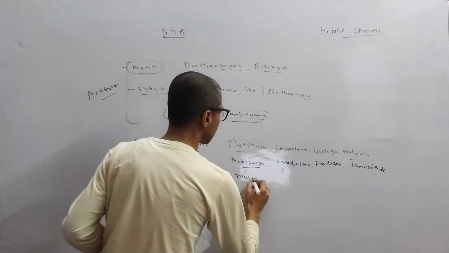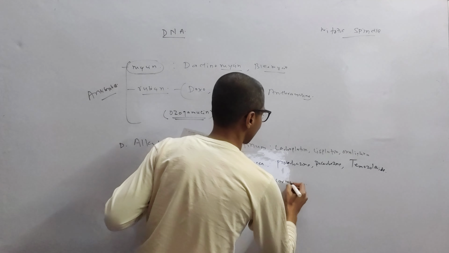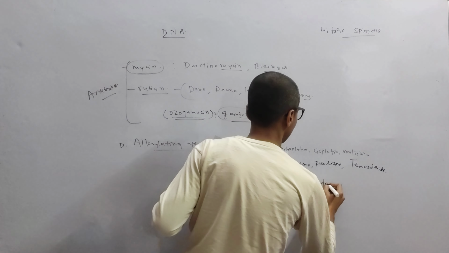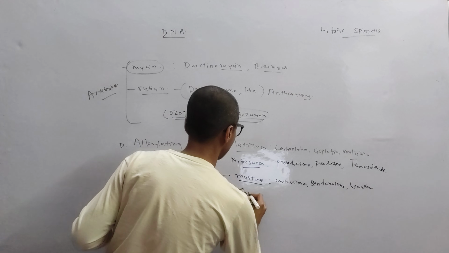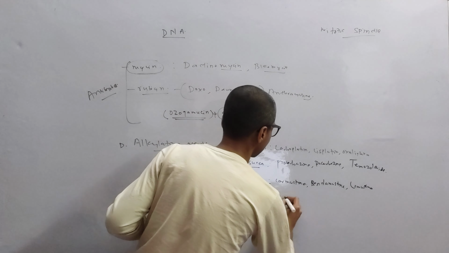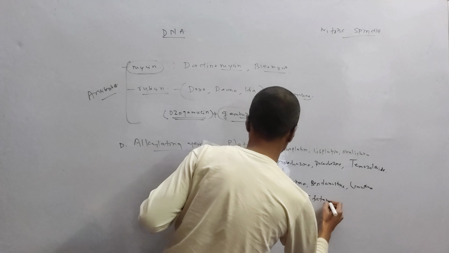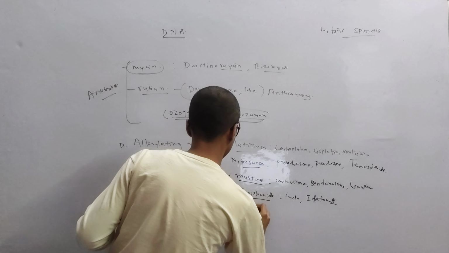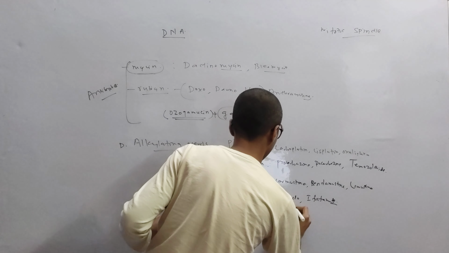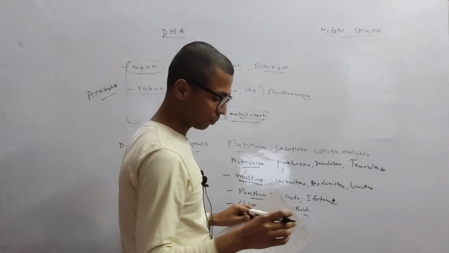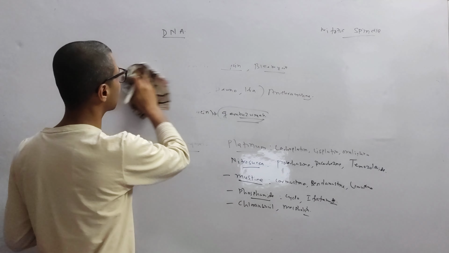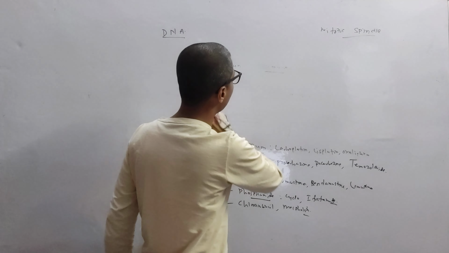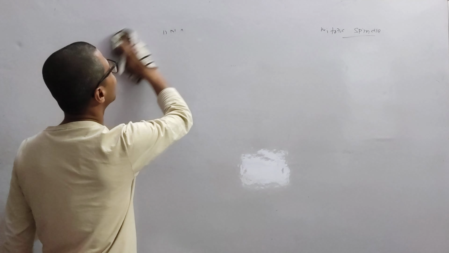Another is compounds ending with mustine, like carmustine, bendamustine, lomustine. Another is compounds ending with phosphamide, like cyclophosphamide, ifosfamide. Other is chlorambucil and melphalan. These are alkylating agents. So we talked about DNA synthesis inhibitors: antimetabolites, topoisomerase inhibitors, then antibiotics, and in the end alkylating agents. So these are DNA synthesis inhibitors. Now let's erase DNA synthesis because we have finished DNA.